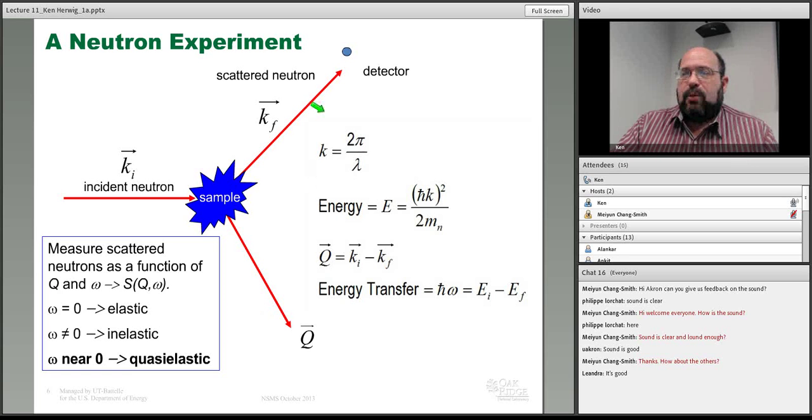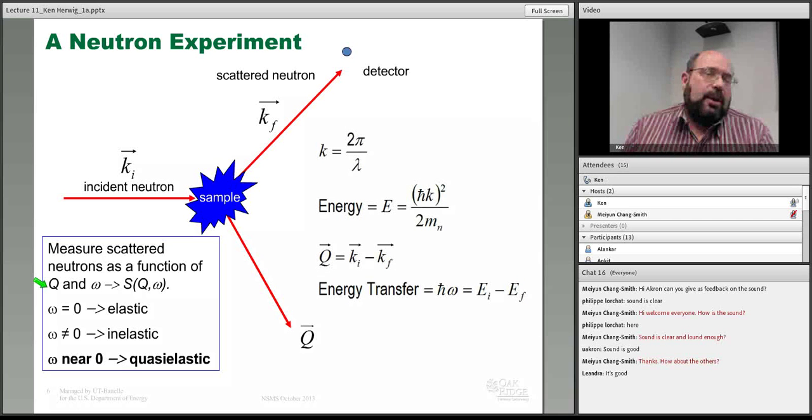The wave vector, of course, is just 2 pi over the neutron's wavelength. The neutron's energy is h bar squared k squared over twice the mass of the neutron. And the energy transfer is the difference between the energies: the incident energy minus the final. So a few terms here. Q, of course, is the momentum transfer. Omega is the energy transfer.